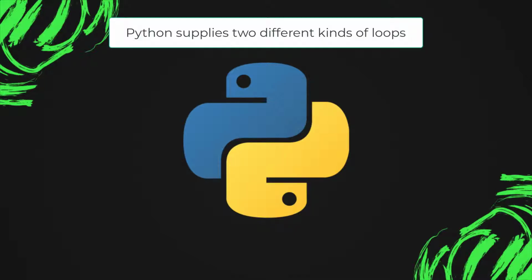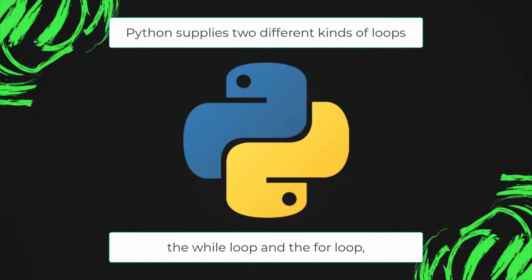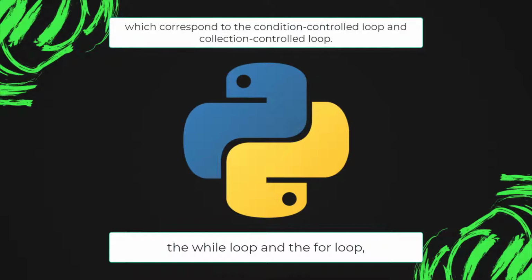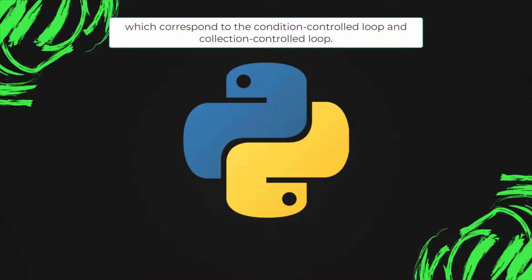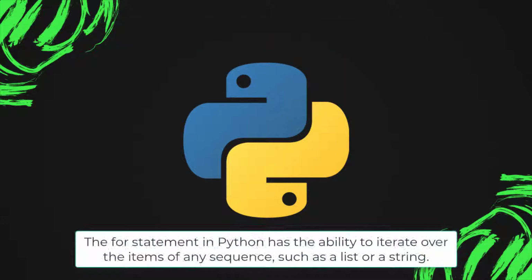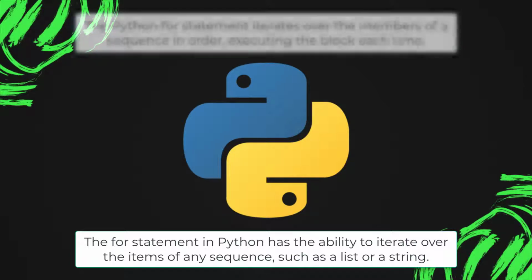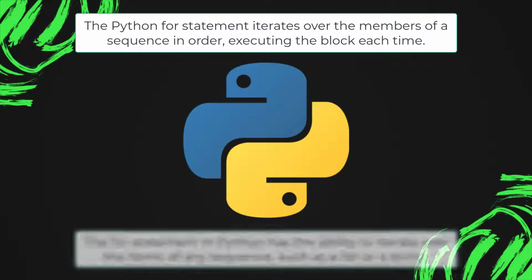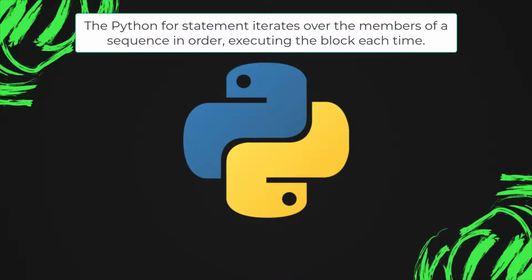Python supplies two different kinds of loops, the while loop and the for loop, which correspond to the condition control loop and collection control loop. The for statement in Python has the ability to iterate over the items of any sequence, such as a list or a string. The Python for statement iterates over the members of a sequence in order, executing the block each time.